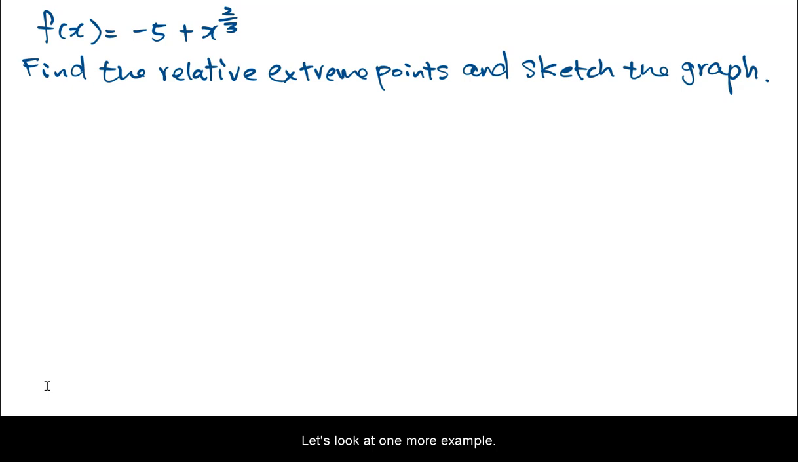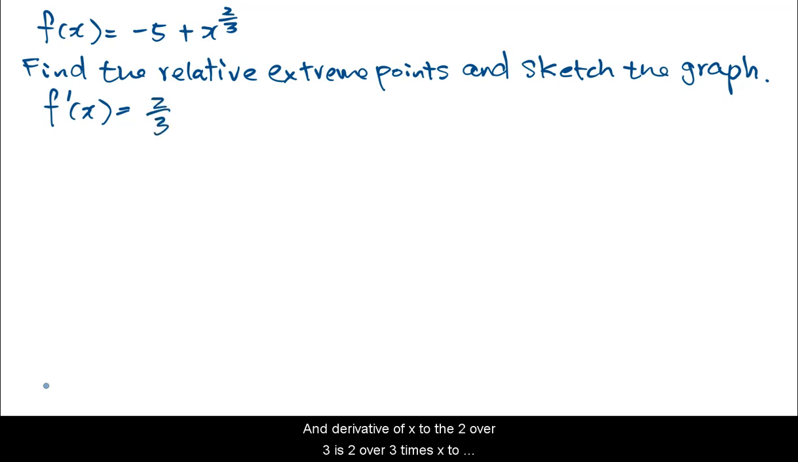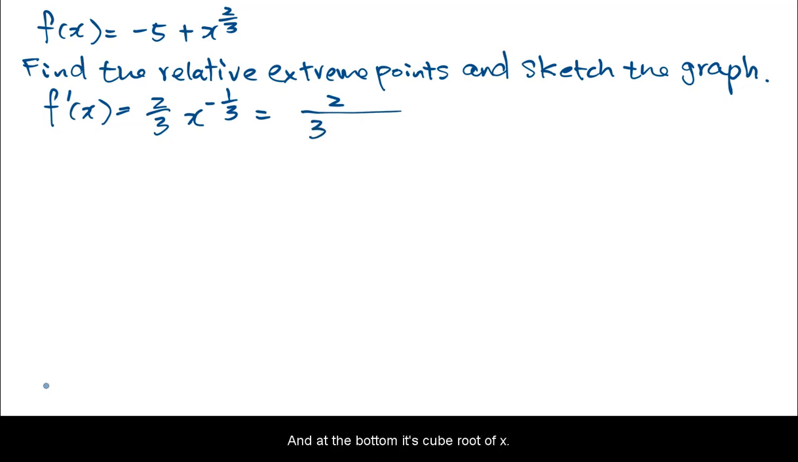Let's look at one more example. Find the extreme points, relative extreme points, and sketch the graph. We know we have to find the derivative of f of x. That is, the derivative of -5 is 0, and the derivative of x to the 2/3 is 2/3 times x to the -1/3. If you rewrite it, that will be 2 on top, 3 at the bottom, and at the bottom it's cube root of x.